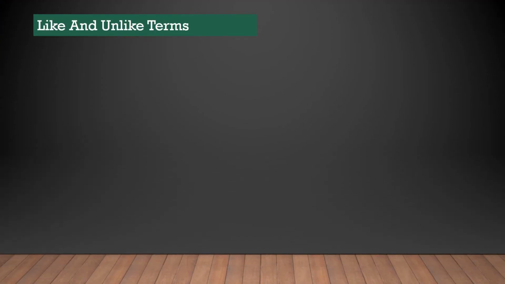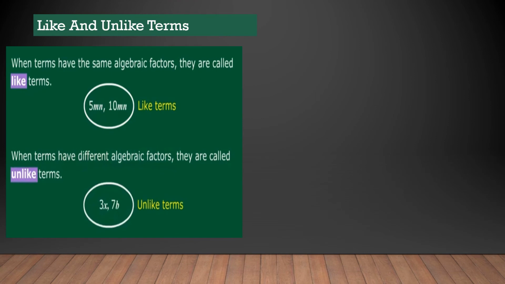Like and unlike terms. When terms have the same algebraic factors, they are called like terms. For example, 5mn and 10mn. They are like terms since their algebraic factors are m and n. When terms have different algebraic factors, they are called unlike terms. For example, 3x and 7b are unlike terms since their algebraic factors are different. In the first term, the algebraic factor is x, and in the second, 7b, it is b. Therefore, they are unlike terms.